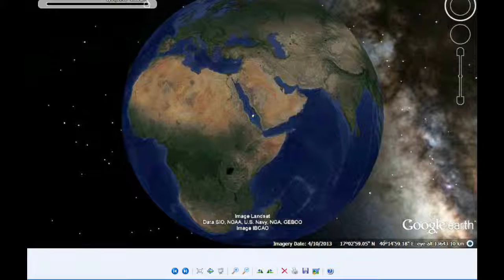And the visibility for these events, looking at the Google Earth map, is a lot of Western Asia, all of Europe, and all of Africa.